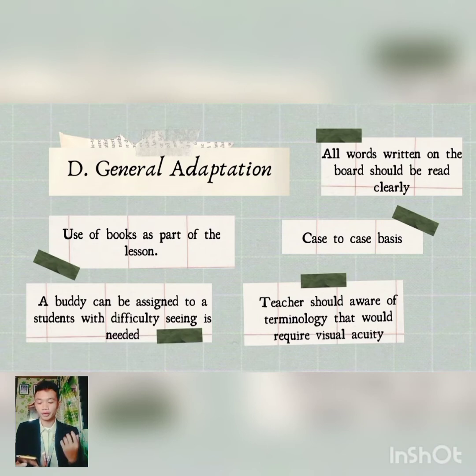Students with difficulty seeing also might need more time to complete a task or homework. This might be on a case-to-case basis, and a teacher should monitor the students closely to know who needs extra time in completing the task. So as teachers, we are not just giving instructional materials and classroom activities, but also monitoring our students, because we experience having students with this kind of disability in our classrooms.